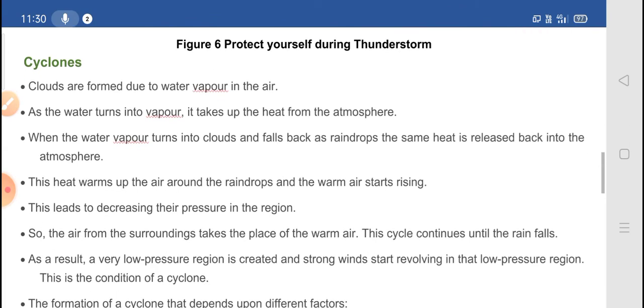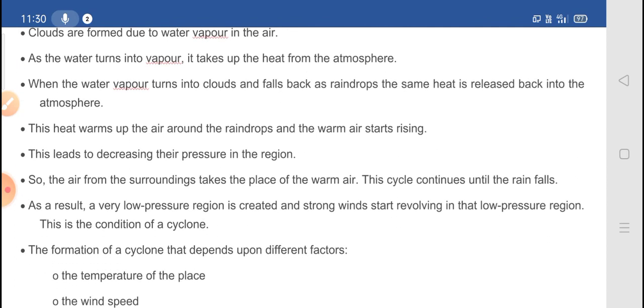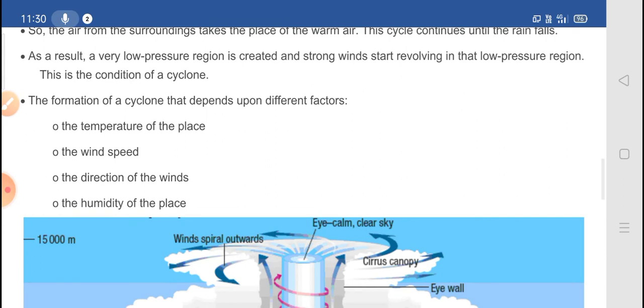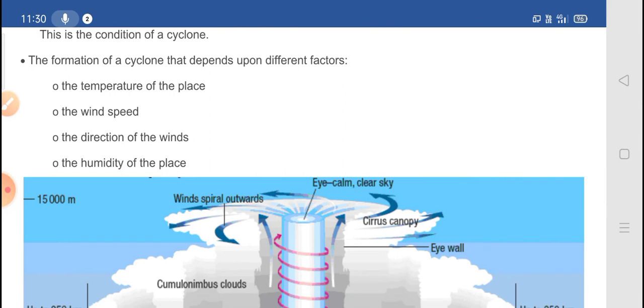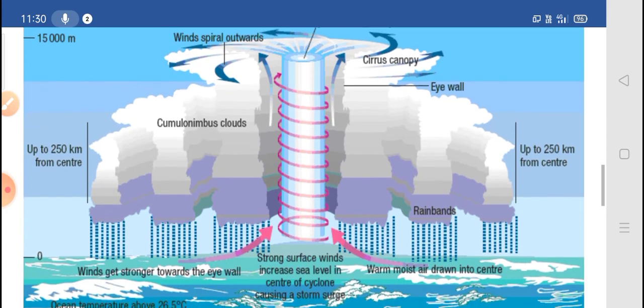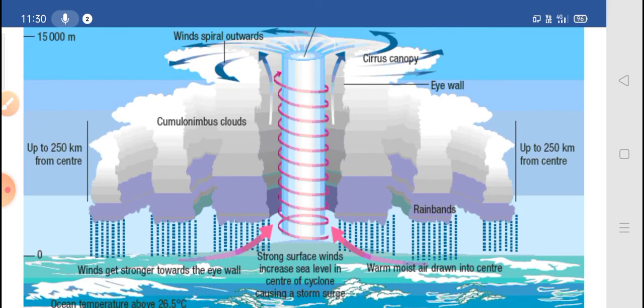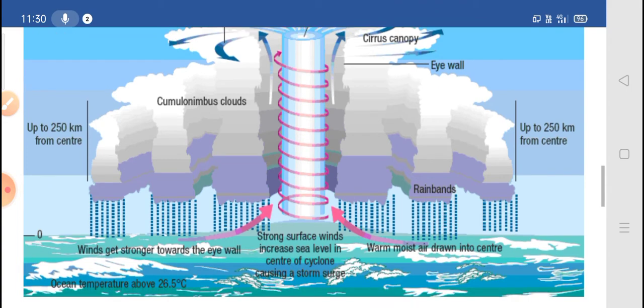Cyclones are what? Clouds are formed due to water vapor, and as a result a very low pressure region is created and strong winds start revolving in that low pressure region, right? So in this condition of the cyclone, we have also seen some important factors that the formation of the cyclone depends on, that is the temperature of the place, wind speed, direction of the winds, and humidity of the place, right? So here you can see in this picture, this is the formation of the cyclone. In this way a cyclone is produced.